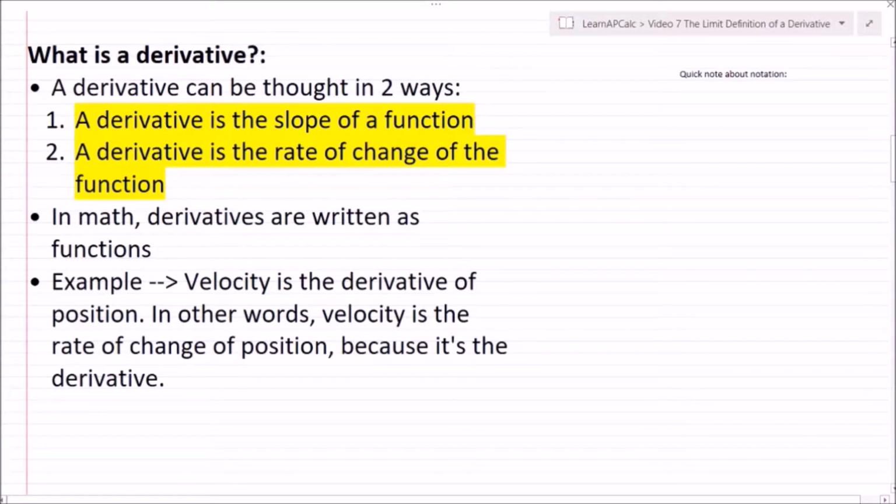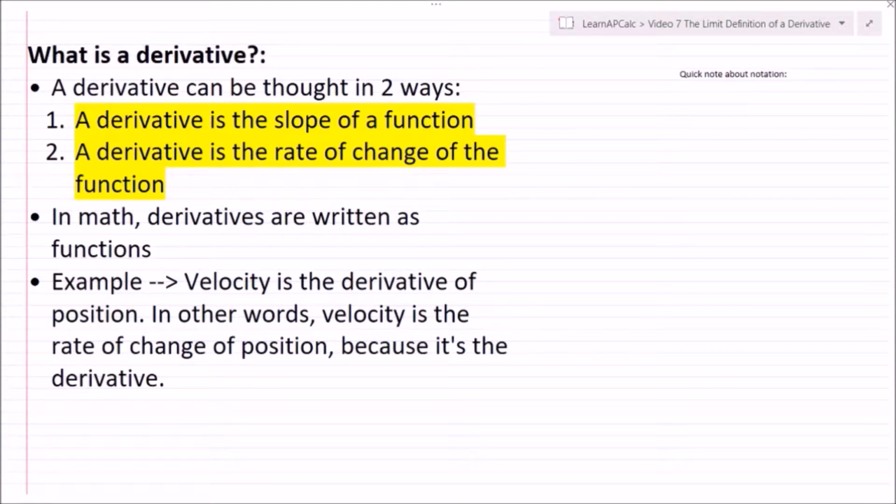Alright, so let's start by talking about what is a derivative. A derivative can be thought of in two ways. A derivative is the slope of a function, and the derivative is the rate of change of the function. Now, either one of these are correct. They essentially mean the same thing. But when you're first learning, you want to memorize the definition that makes more sense to you. So these are two ways of thinking about it.